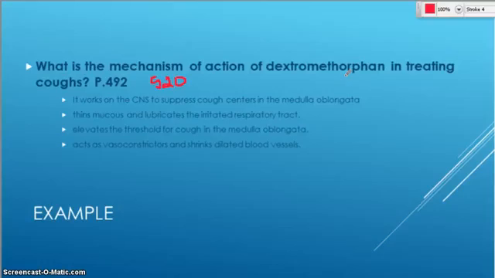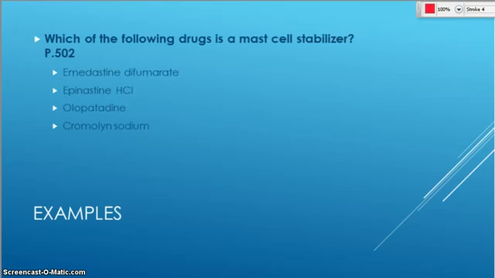And you'll notice it says that it works on the central nervous system to suppress the cough centers in the brain, in the medulla oblongata. And so that is this first answer right here. So that's the answer you would choose for that one. So that's an example of one of the types of multiple choice questions you might see coming up this week. Here's another one. Which of the following drugs is a mast cell stabilizer?